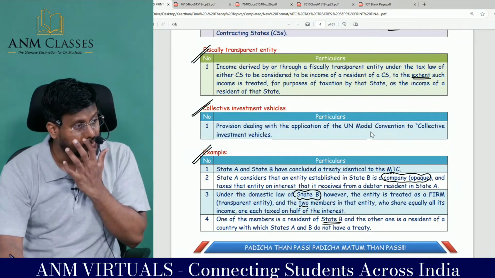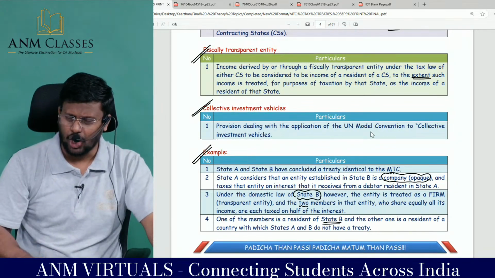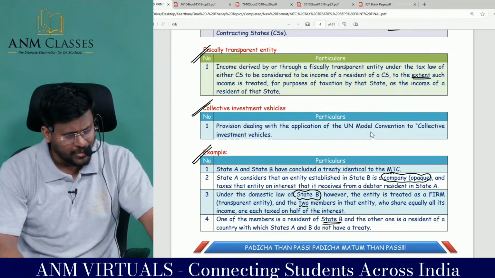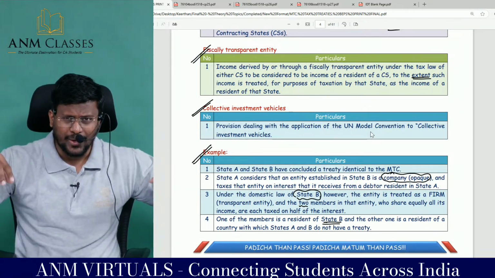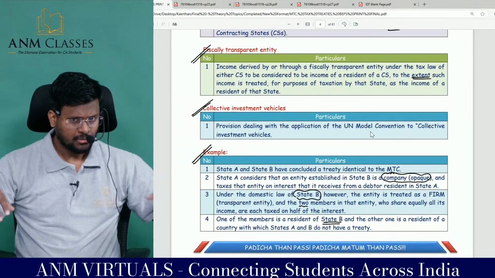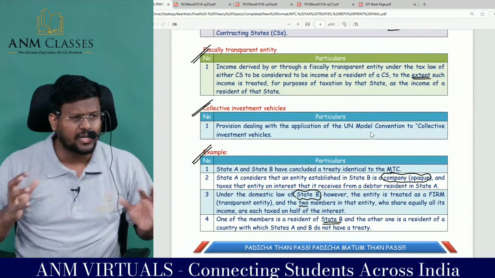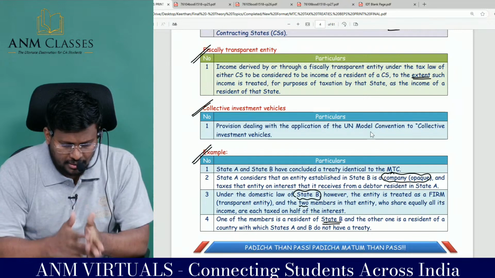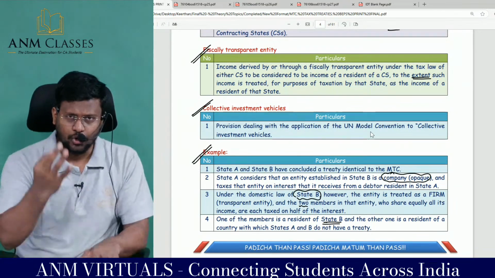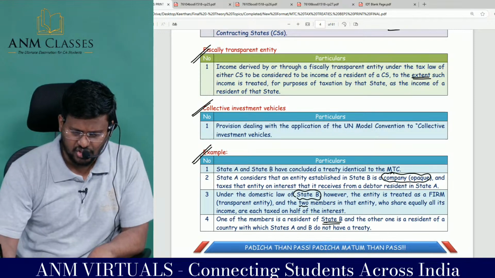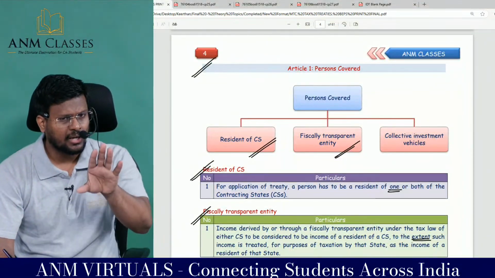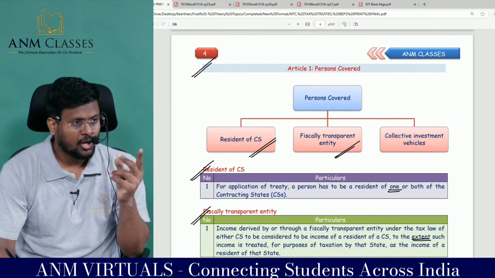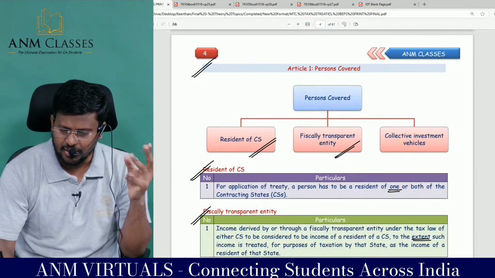So the provision deals with the application of the model convention to a collective investment vehicle. The UN model, not the OECD model, is saying that if you are setting up a collective investment vehicle, and that vehicle has been set up in either of the contracting states, then the provisions of DTA will be applicable to that REIT, the collective investment vehicle. So, a one-line summary of the entire discussion is that the DTA will be applicable as per article number 1 to three kinds of persons: a resident of the contracting state, a physically transparent entity, and a collective investment vehicle.